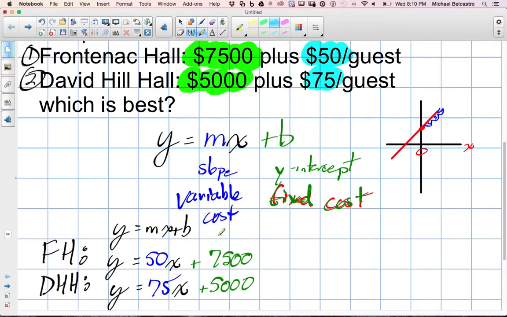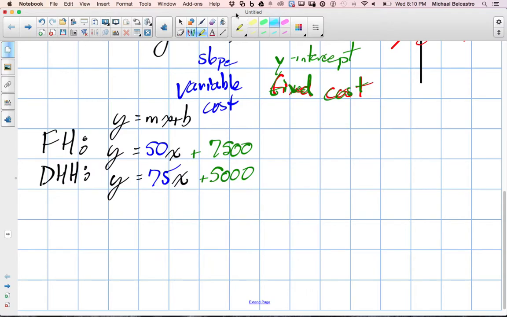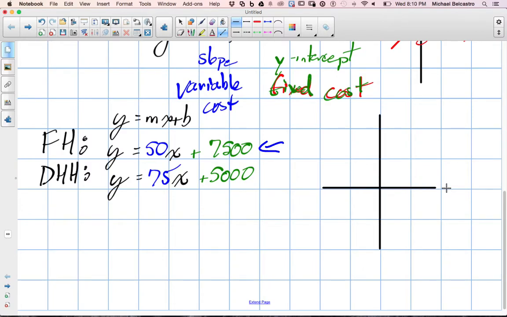Okay, so two pretty different ones. We have different equations for each. And what we want to do is probably go about graphing them. So this would be the y-intercept. I'm going to put them up on a graphing calculator, but I'm going to do a rough sketch of these.